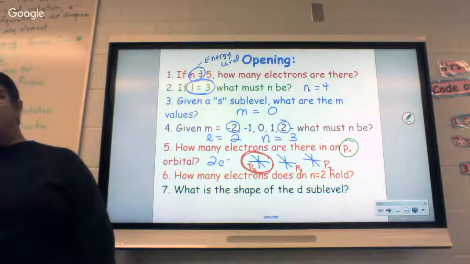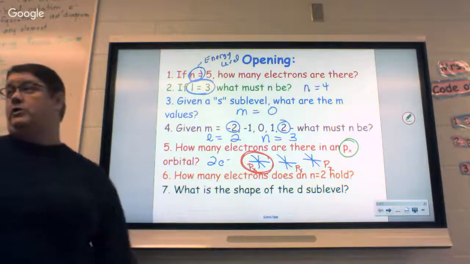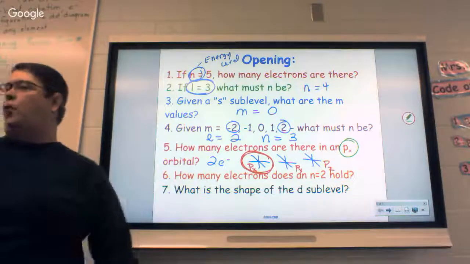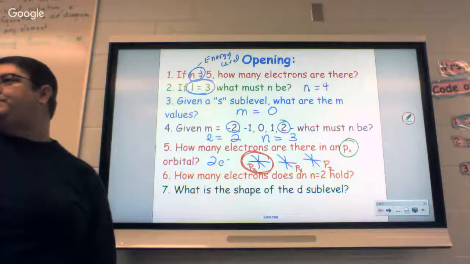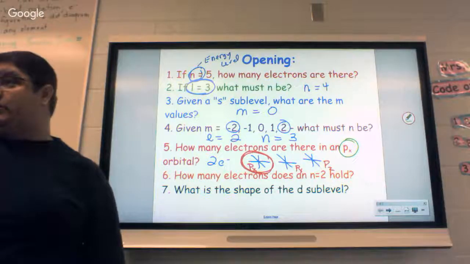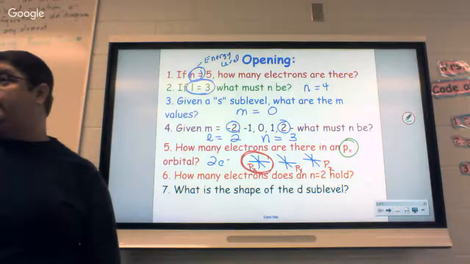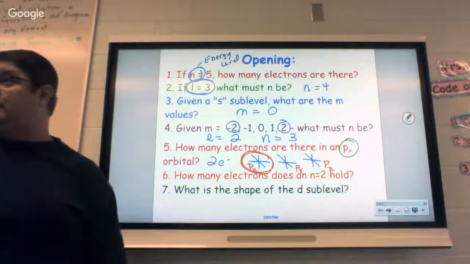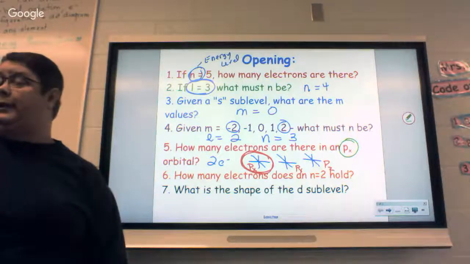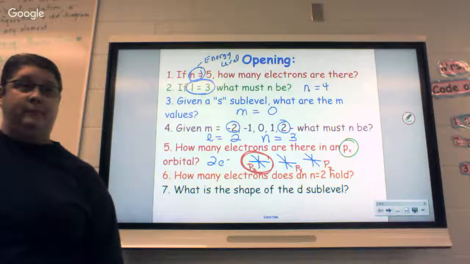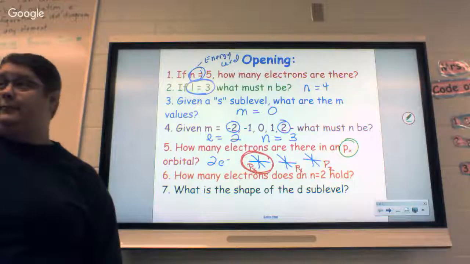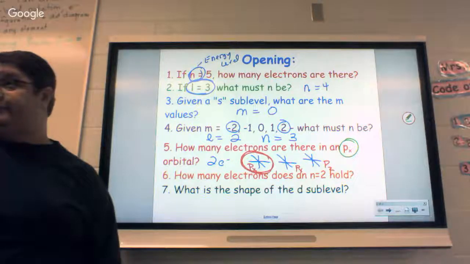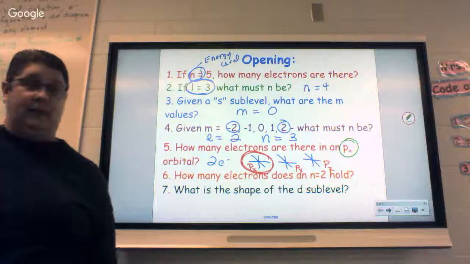Peanut. No, D is a four lobe. They were running through all four sublevels. S was a what? Sphere. P was a peanut. D was the four lobe, and F is a flower. Yes, four lobes is the left one.